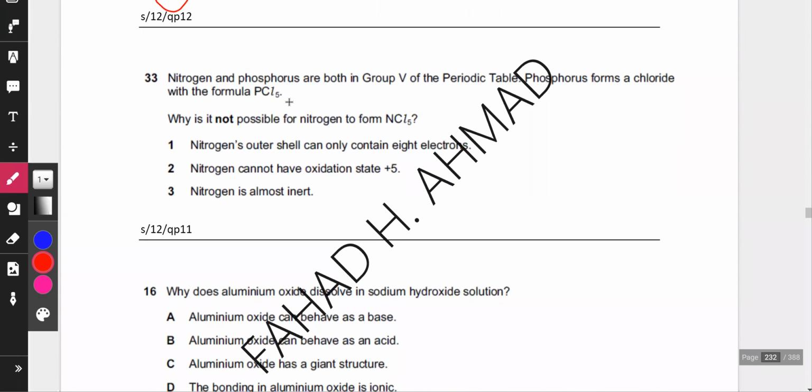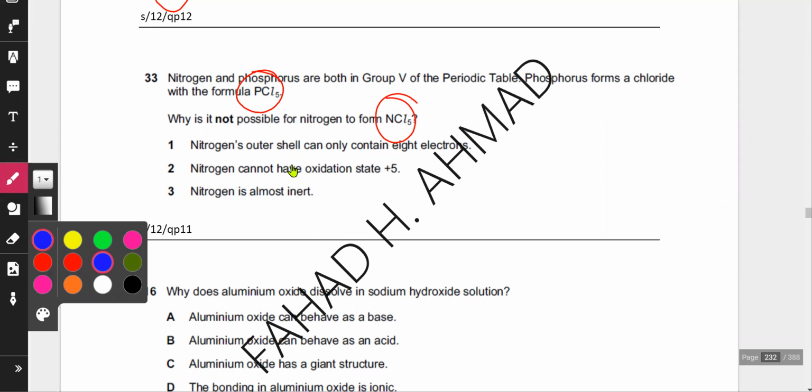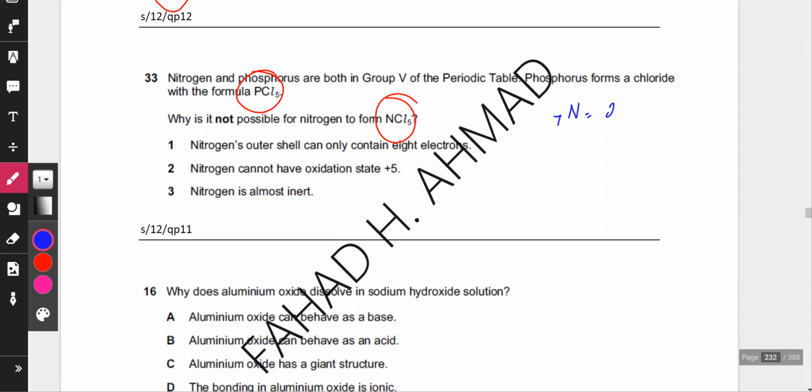Now, this one: nitrogen and phosphorus are both in group 5 of the periodic table. He's saying PCl5 can be formed, but NCl5 cannot be formed. What's the reason for that? The reason is something called octet expansion. If you look at nitrogen, it has 7 electrons, which means its outer shell has 2s2 and 2p3, which means 2px, 2py, and 2pz.